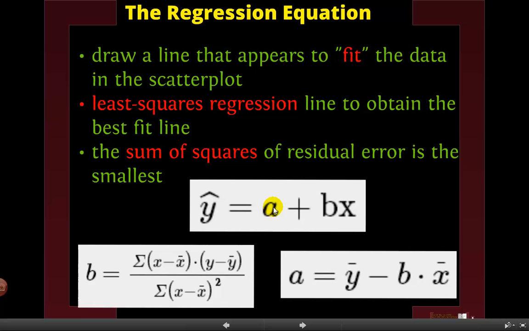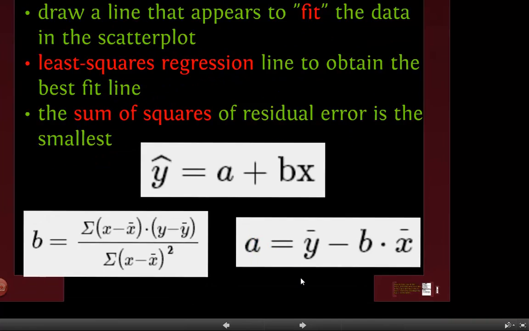Our A, we find just like in algebra, we take the mean values because this point will be on the line, and we multiply. So y bar, the mean of y, minus our slope times the mean of x will give us our A value. Okay, that will give us our y-intercept.